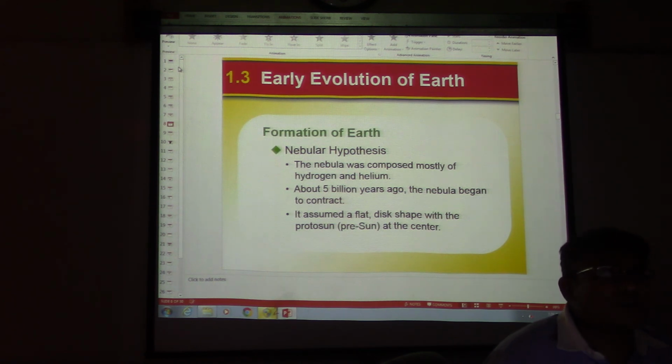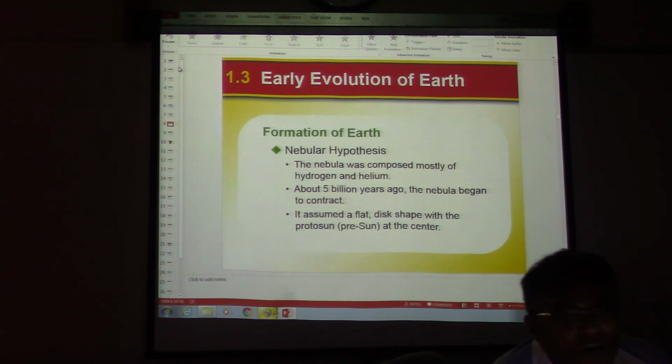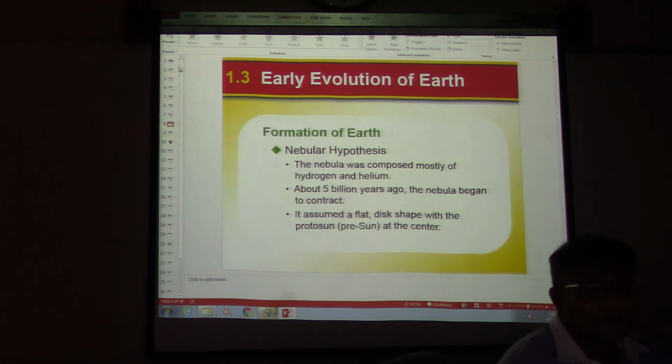Then it gave rise to the remaining outer planets. What are those? Jupiter, Saturn, Uranus, and Neptune. Until the 80s, they also included Pluto, but now Pluto is considered a dwarf planet. It is not considered a real planet. So remember, there are 4 inner planets and 4 outer planets: Mercury, Venus, Earth, Mars, and then Jupiter, Saturn, Uranus, and Neptune. These are 4.